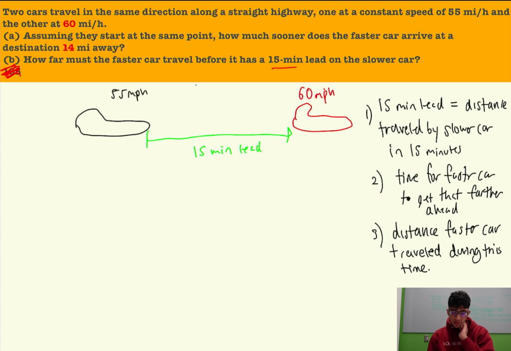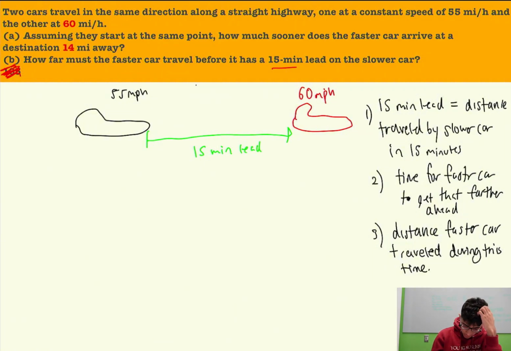So how far must the car travel before the 15-minute lead on the slower car? So I wrote that right here, 15-minute lead. Okay, so just to understand, the 15-minute lead is equal to the distance traveled by the slower car during that time. And so to find the distance, we're going to use the 15 minutes that passed and how fast the car is going.